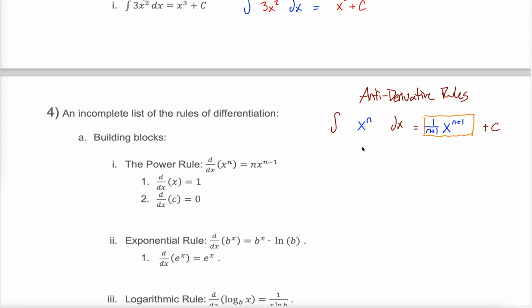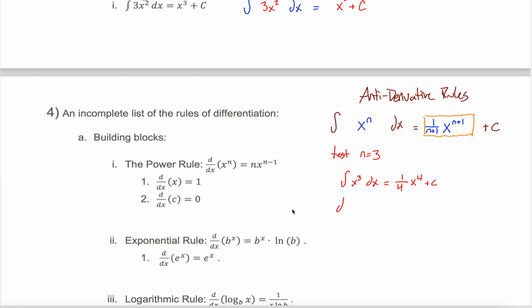If that feels a little bit weird, try plugging in some values. Maybe let's test this with n equal to 3. If I change all the n's into 3's, what I'm saying is the antiderivative of x cubed is equal to 1 divided by 3 plus 1, in other words, 1 divided by 4, times x raised up to the 3 plus 1 power. 3 plus 1 is 4, it'd be x to the 4th power. Don't forget to tack on your plus c. Is that right? Is the antiderivative of x cubed equal to 1/4 x to the 4th plus c?